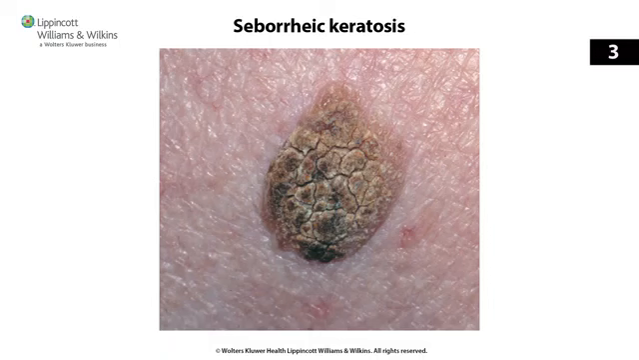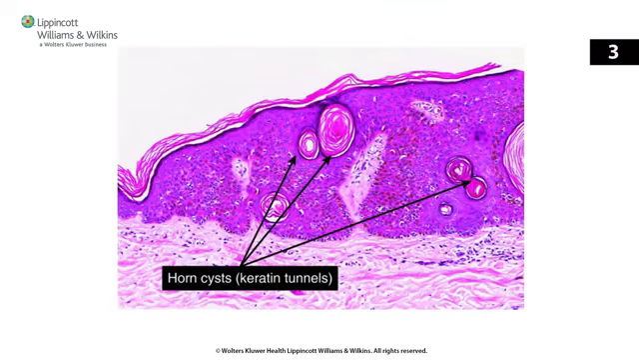So seborrheic keratosis. This is a common benign neoplasm. These can be flat or warty, greasy, pigmented, kind of tortoiseshell looking lesions. They look pasted or stuck on, like you could just peel them off, but you can't. Microscopically, you see proliferation of keratinocytes with the characteristic keratin-filled cysts, and you can have horn cysts as well.